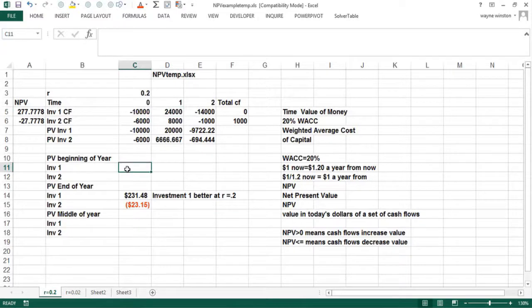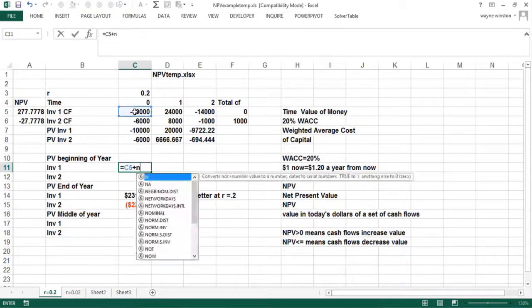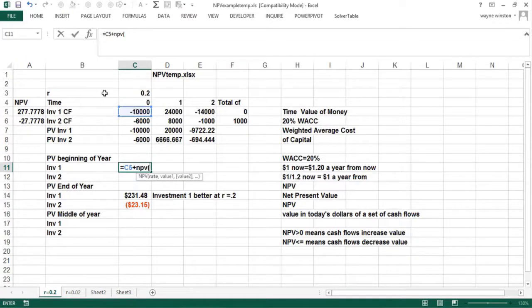The way most people do this is they say take the first cash flow and then apply the NPV function to the rest of the cash flows. There's an easier way I think I can show you. So I get 277.78. And again, investment one is better. It helps the company. Investment two hurts the company. So if you assume the first cash flow is today, you separate that out and do the NPV on the rest, because that'll then divide this by 1.2.